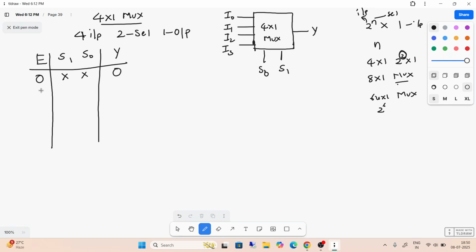When the enable pin is 1, how many possible combinations are there? Four possible combinations: 0 0, 0 1, 1 0, and 1 1.